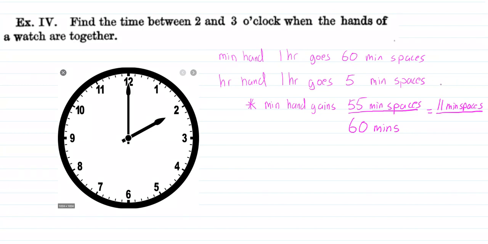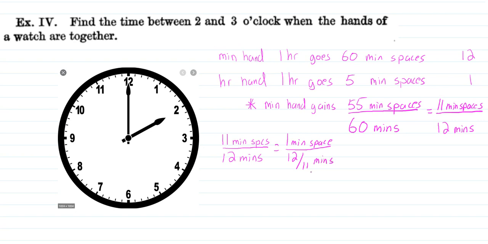5 times 12 is 60. We can simplify this. So it gains 11 minute spaces every 60 divided by 5, which is 12 minutes, okay? And so I'm going to take this, 11 minute spaces over 12 minutes, to get to the really important point. It gains 11 minute spaces every 12 minutes. So it'll gain 1 minute space every 12 over 11 minutes.